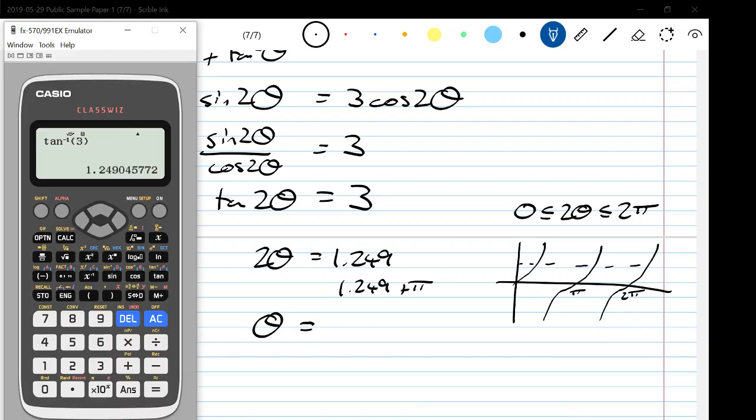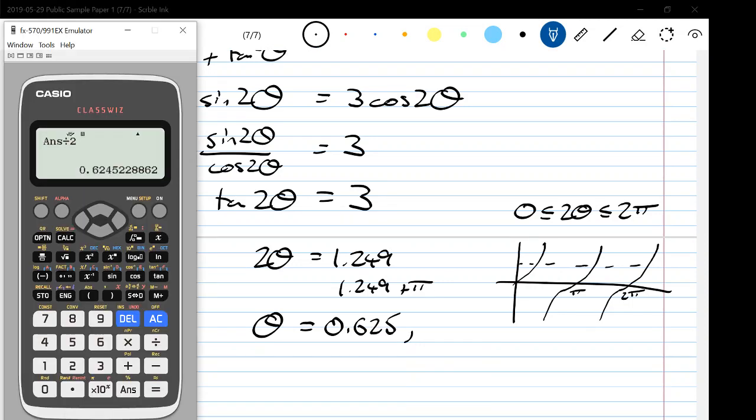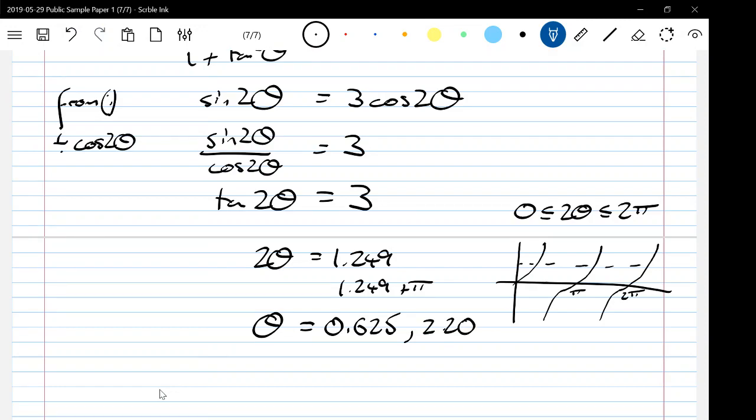So what we got, let's just store that so we can use that again. So store that in A. We've got A over 2. That's one of our values, so 0.625 radians. And the other value is A plus pi divided by 2, 2.20 radians. Both answers to 3 significant figures.